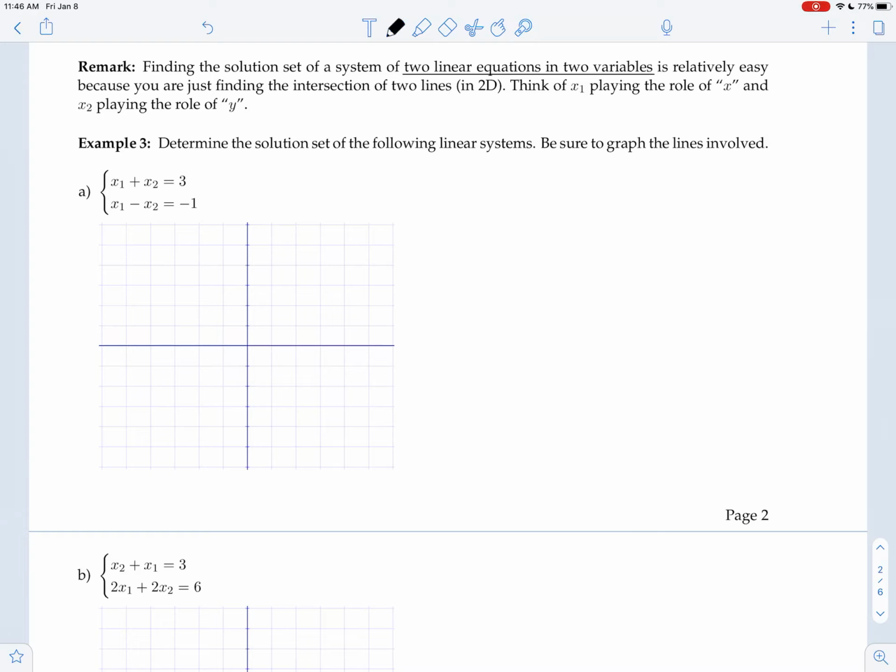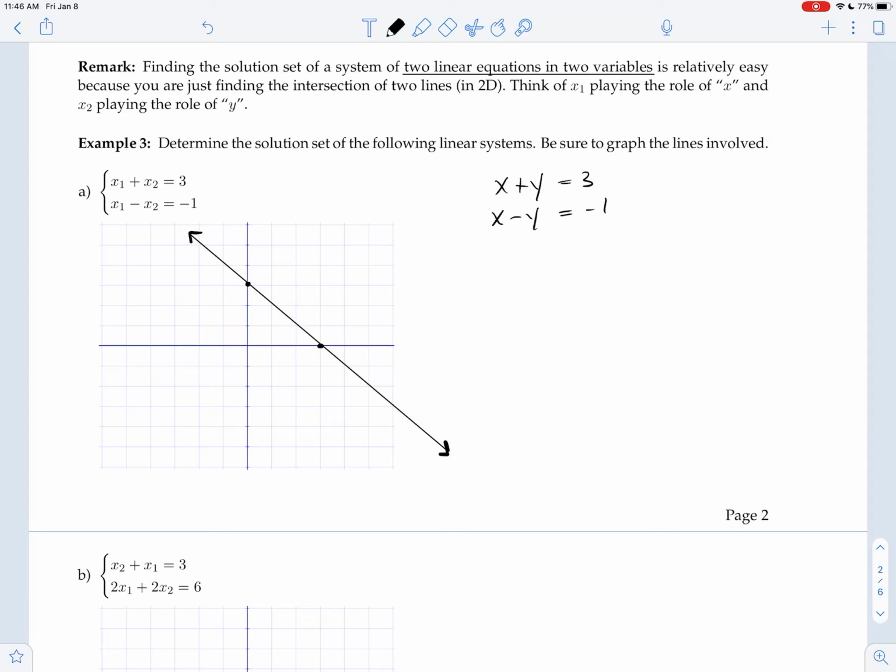So graphically, if we were to graph the first equation, we could think of it as x plus y equals 3 and x minus y equals minus 1. So for the first equation, I say, okay, when x is 0, y is 3, so we'll put a point there. And then when y is 0, x is 3, so we'll put a point there. And we've got the first line. There it is. Hopefully we can get it to go through my dots. There we go.